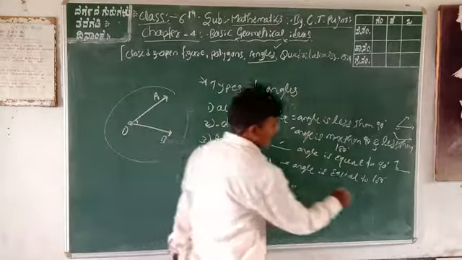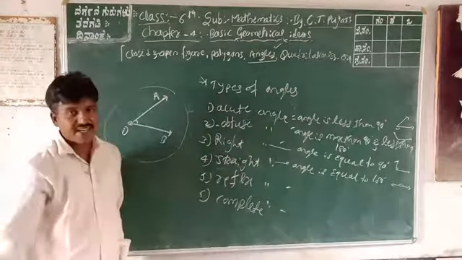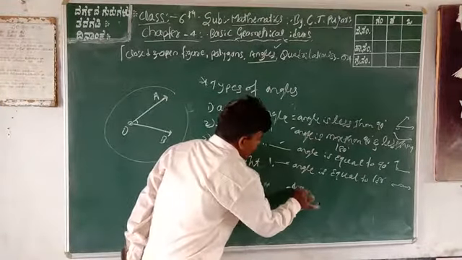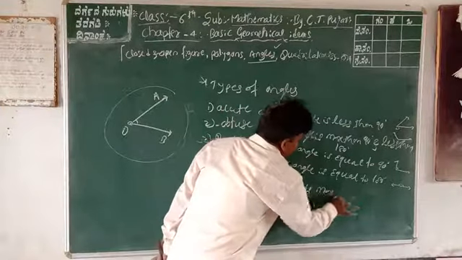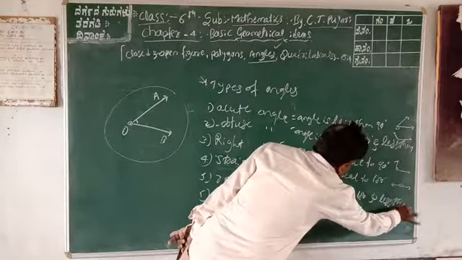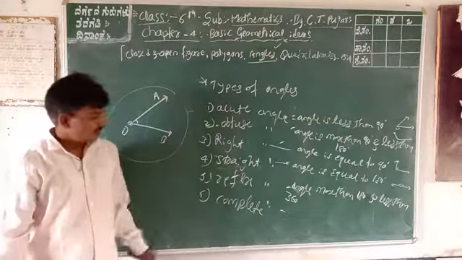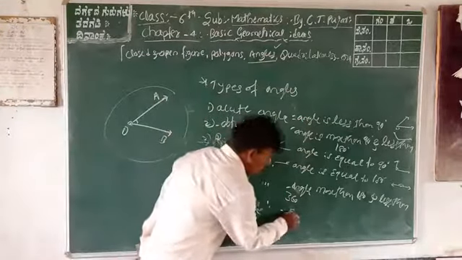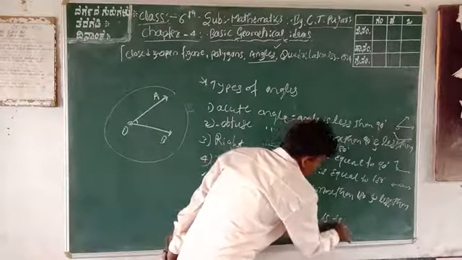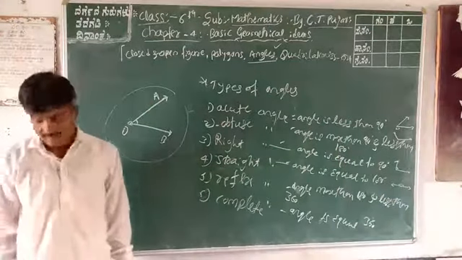Next, this is a straight angle. Only straight angles are here. What about next? Reflex angle. A reflex angle is an angle more than 180 degrees and less than 360 degrees. That is called a reflex angle. What about complete angle? An angle exactly equal to 360 degrees is a complete angle. Okay.